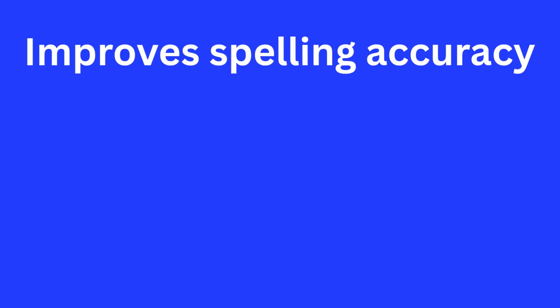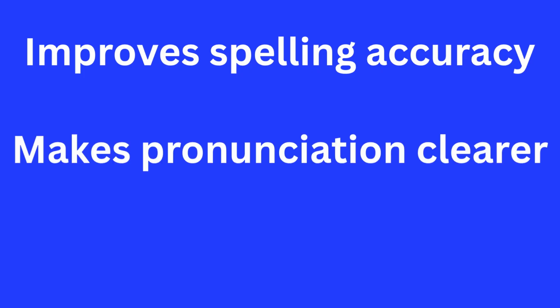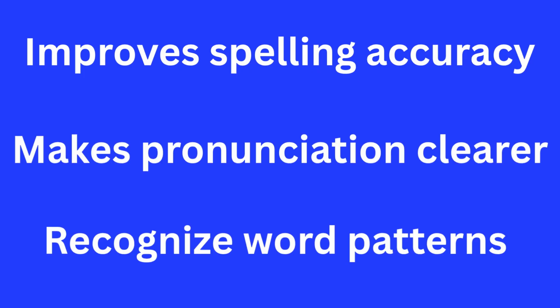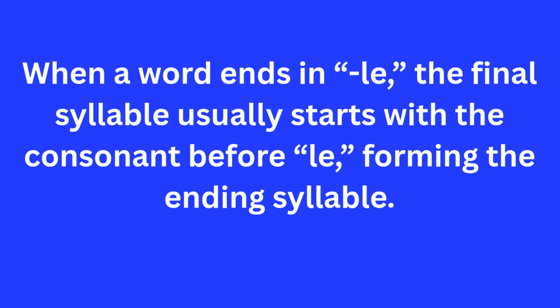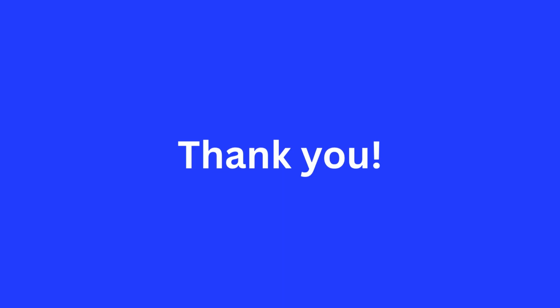It improves your spelling accuracy, makes pronunciation clearer, and helps you recognize word patterns faster when reading. Instead of seeing words as long and difficult, you begin to see them as small, manageable parts. So, remember this important rule. When a word ends in LE, the final syllable usually starts with the consonant before LE, forming the ending syllable. Keep practicing this rule with different words, and soon you will notice that spelling and pronunciation become much easier and more natural. Thank you for joining me.